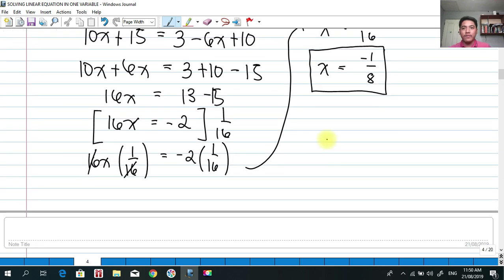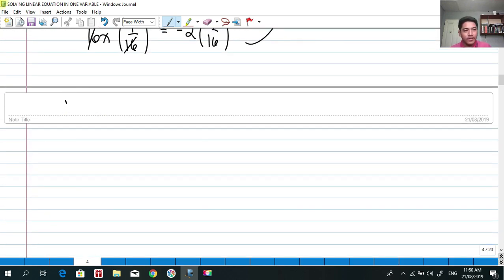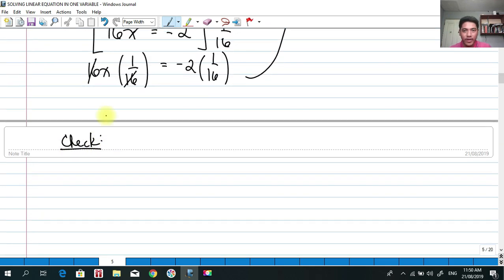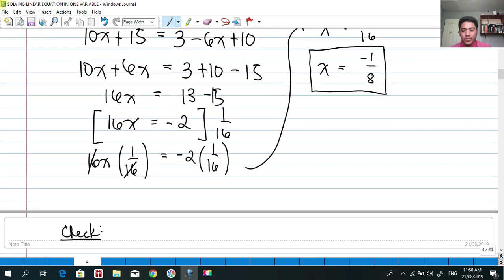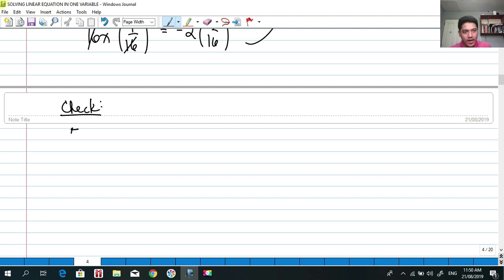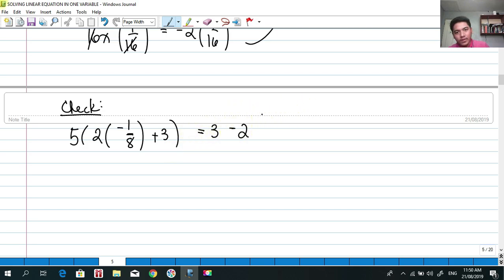So if you want to check if that is correct, okay, let's check. We need to substitute again the value of x that we get into the original equation. So we have 5 times 2 times negative 1 over 8 plus 3, is equals to 3 minus 2 times 3 times negative 1 over 8 minus 5. Okay, so let's see if this side of the equation, if we simplify, is equal to this side.